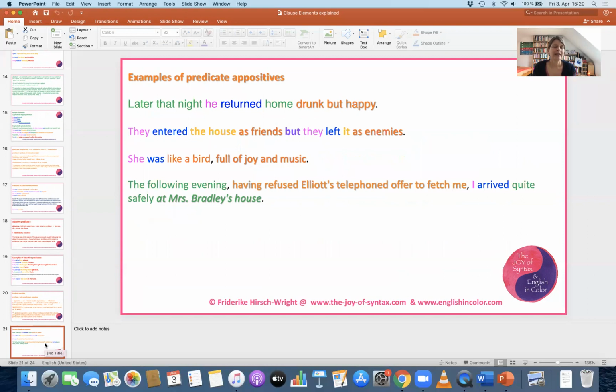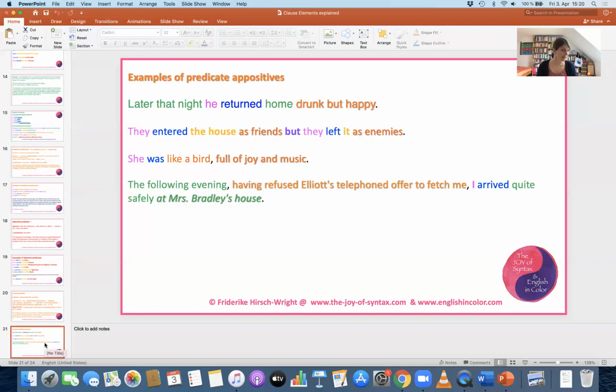Like we wouldn't say in the next example, they entered the house as friends. We wouldn't say they were as friends. We would say they were friends. So there is this prepositional phrase, as friends, as the two prepositional phrases, as friends, as enemies, and they serve as predicate appositives. So they entered the house as friends. When they entered the house, they were friends. But when they left the house, they were enemies. And instead of saying it like this, you can actually have a shorter, more compact version and say they entered the house as friends, but they left it as enemies.